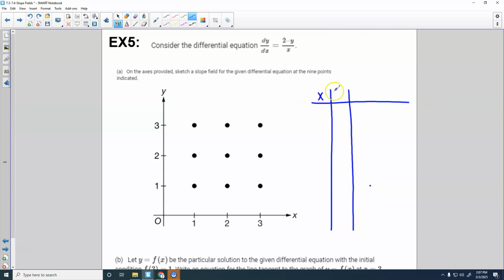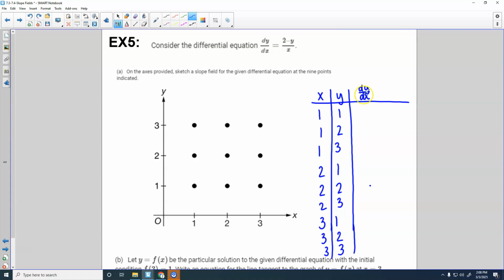So you could make yourself a table here. You've got 9 different points. So you've got 1, 1, 1, 2, 1, 3, and then you've got 2, 1, 2, 2, 2, 3, and you've got 3, 1, 3, 2, 3, 3. If you'd rather just do it by looking at it, you can, but the table is sort of a surefire way to make sure you get it right.